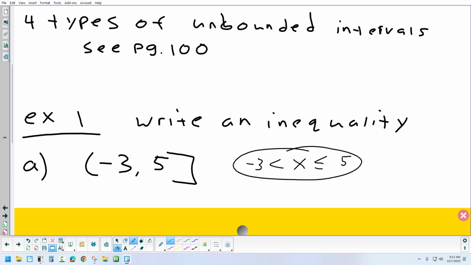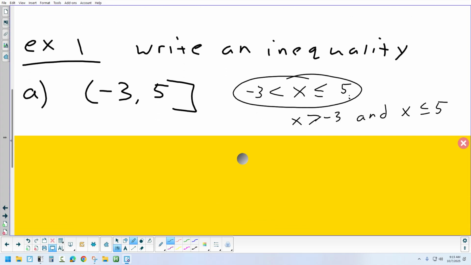Now, since this says write as an inequality, you could do it like that. Or if you did this, x is greater than -3, and x is less than or equal to 5. It's a little bit longer, but that would also be correct in this case. Most of the time, if it says to do this, I'm probably going to go with the short way, not the long way. Okay. Any question on that one?